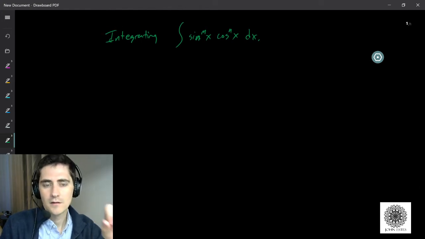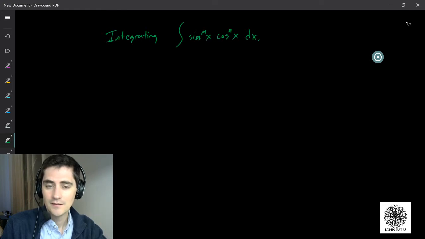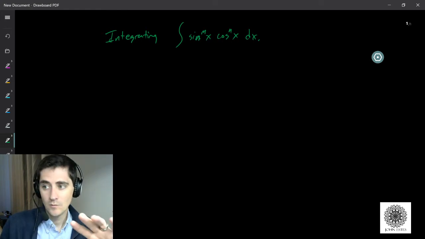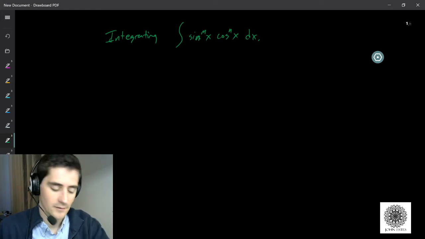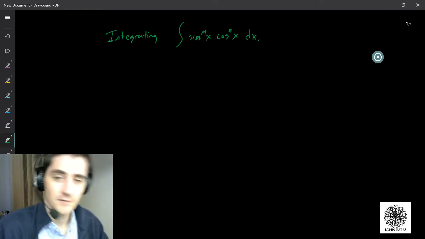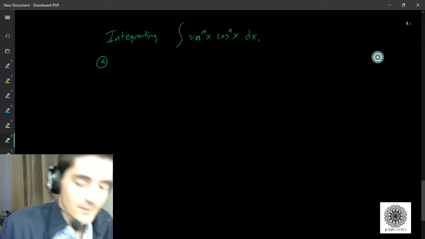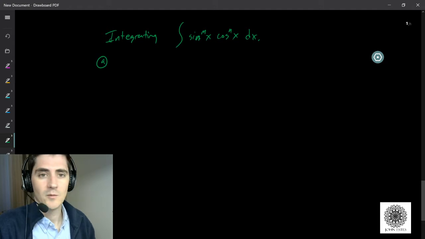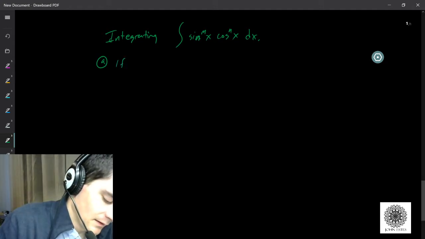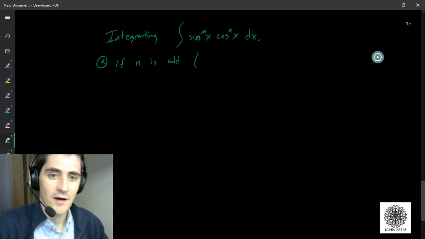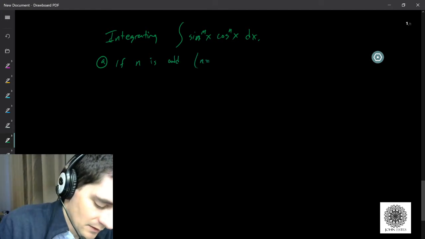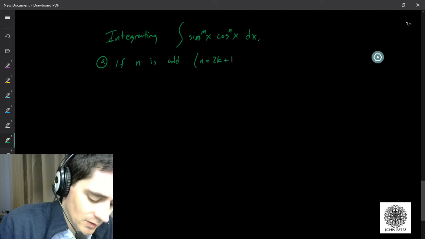If either m or n is odd, we can pull out one of those trig values and do a u substitution directly. I'm just going to follow the way the book writes this, but really we could say if either m or n is odd. So if n is odd, and for those of you who've had discrete math, remember we define an odd number as 2 times some number plus 1.